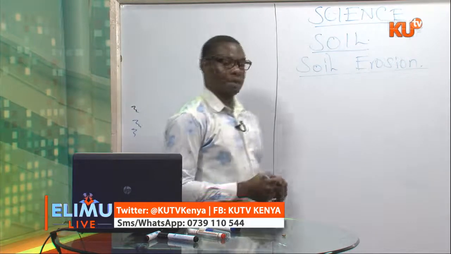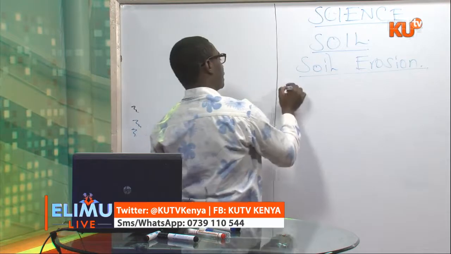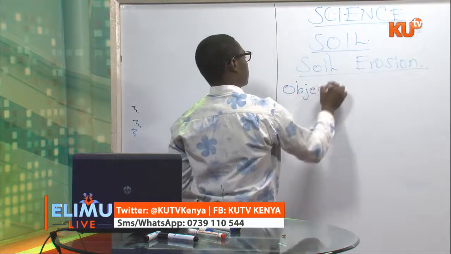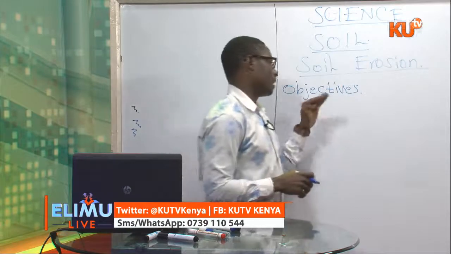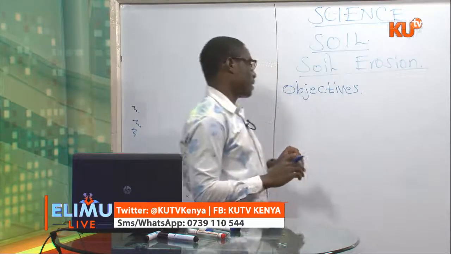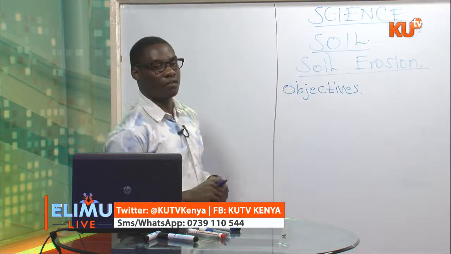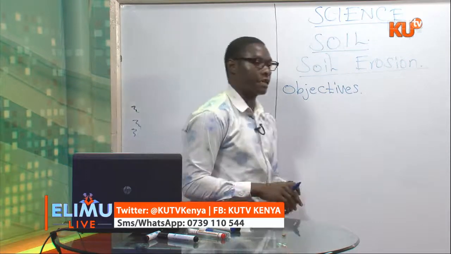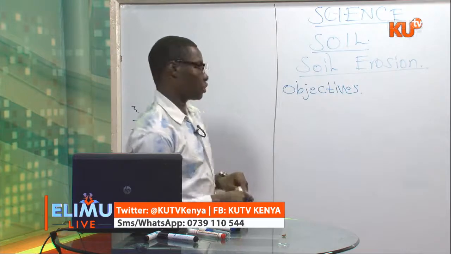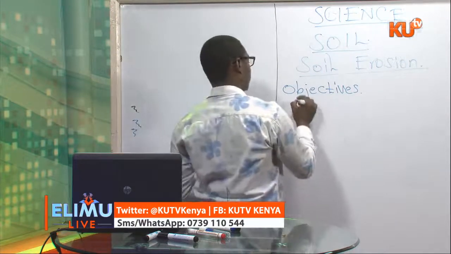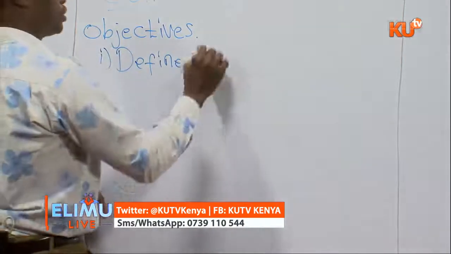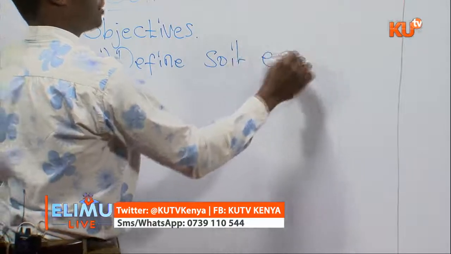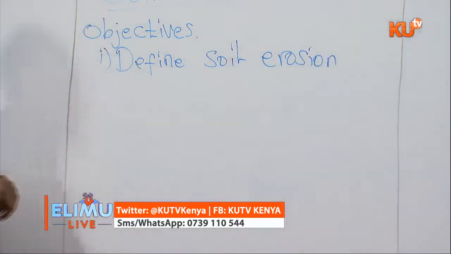The first thing that I want us to start with is looking at the objectives. Objectives of the lesson. An objective is what you intend to achieve at the end. So you will know that you've learned this topic correctly if you'll be able to answer the 3 questions that I'm going to write here. That is the objectives of our lesson. The first one is, you need to define what soil erosion is. So you need to define soil erosion as our first objective.